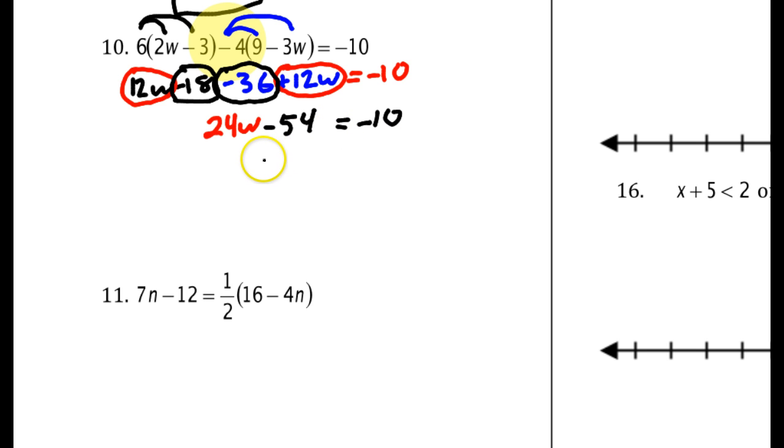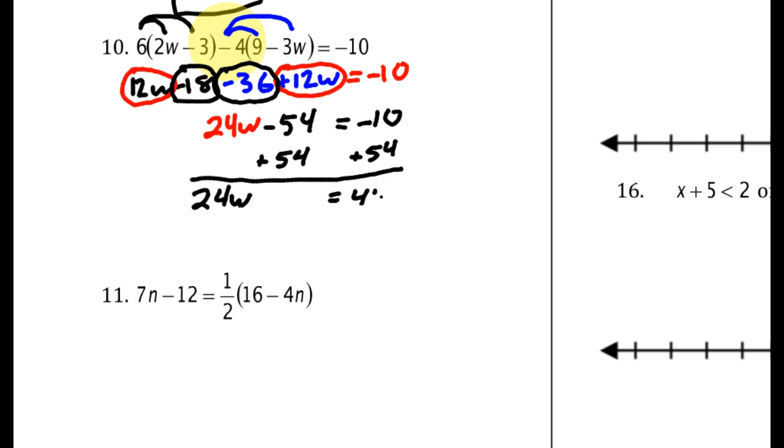Okay, now let's get those variables to the other side. Add 54. I'm sorry, get the constants to the other side. Add 54 to both sides. There we go. So we have 24 times w equals 44. Okay, let's divide both sides by the coefficient, 24.